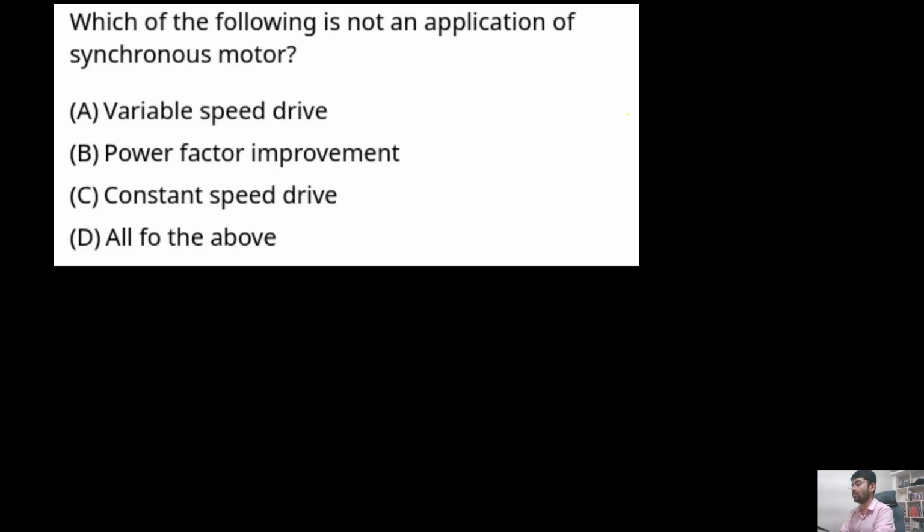Which of the following is not an application of synchronous motor? So power factor improvement, we use synchronous motor for obviously power factor improvement. And in a synchronous motor, Nr equal to Ns means it will always work at constant speed. So it can be used for a constant speed drive. So variable speed drive is the correct answer, because a synchronous motor cannot be used for a variable speed. So option A is the correct answer.